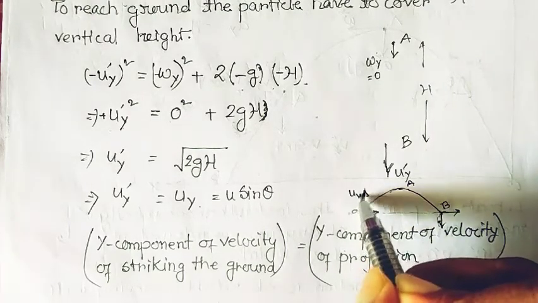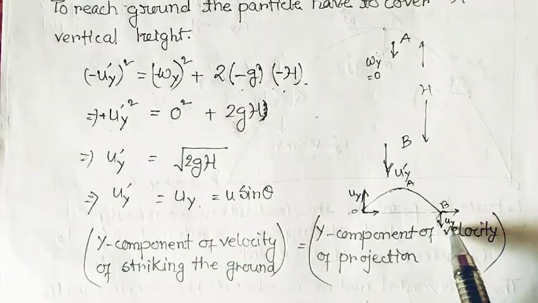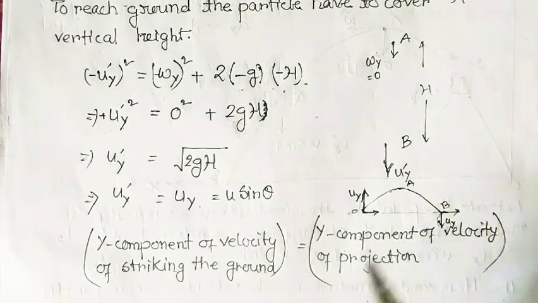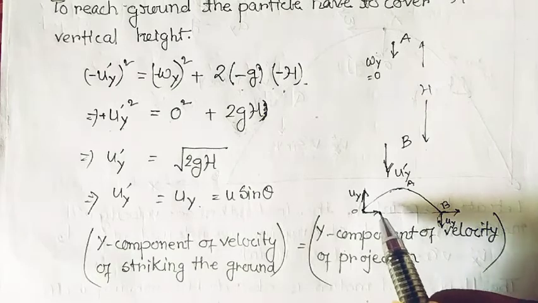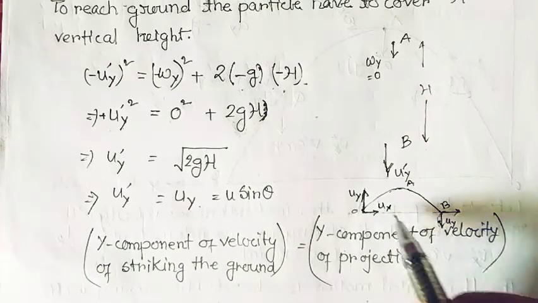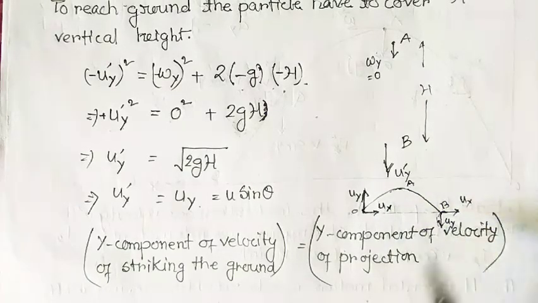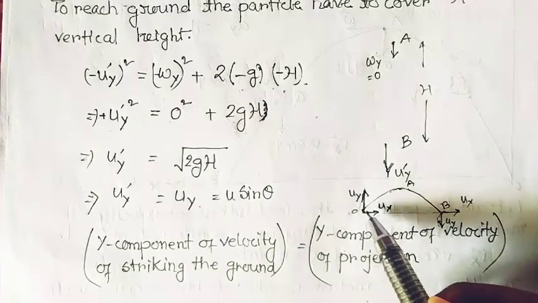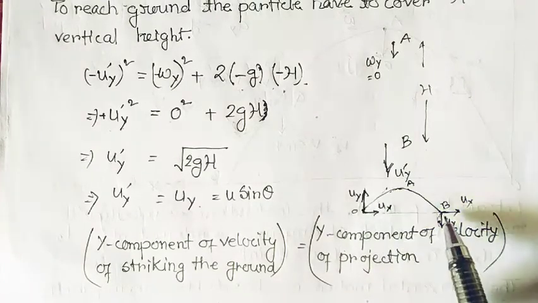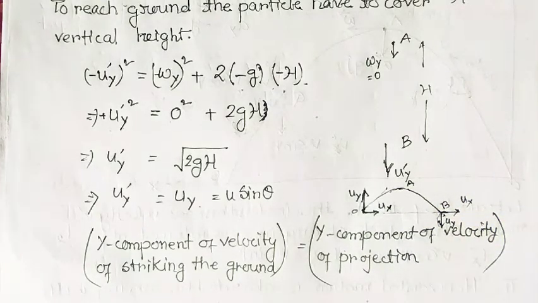same. By calculations we have seen that these two are same, and the horizontal component of velocity remains unchanged throughout the motion because no acceleration is acting along the x-axis. So the velocity of projection and the velocity of striking become same. Okay, obviously it follows the conservation of energy.